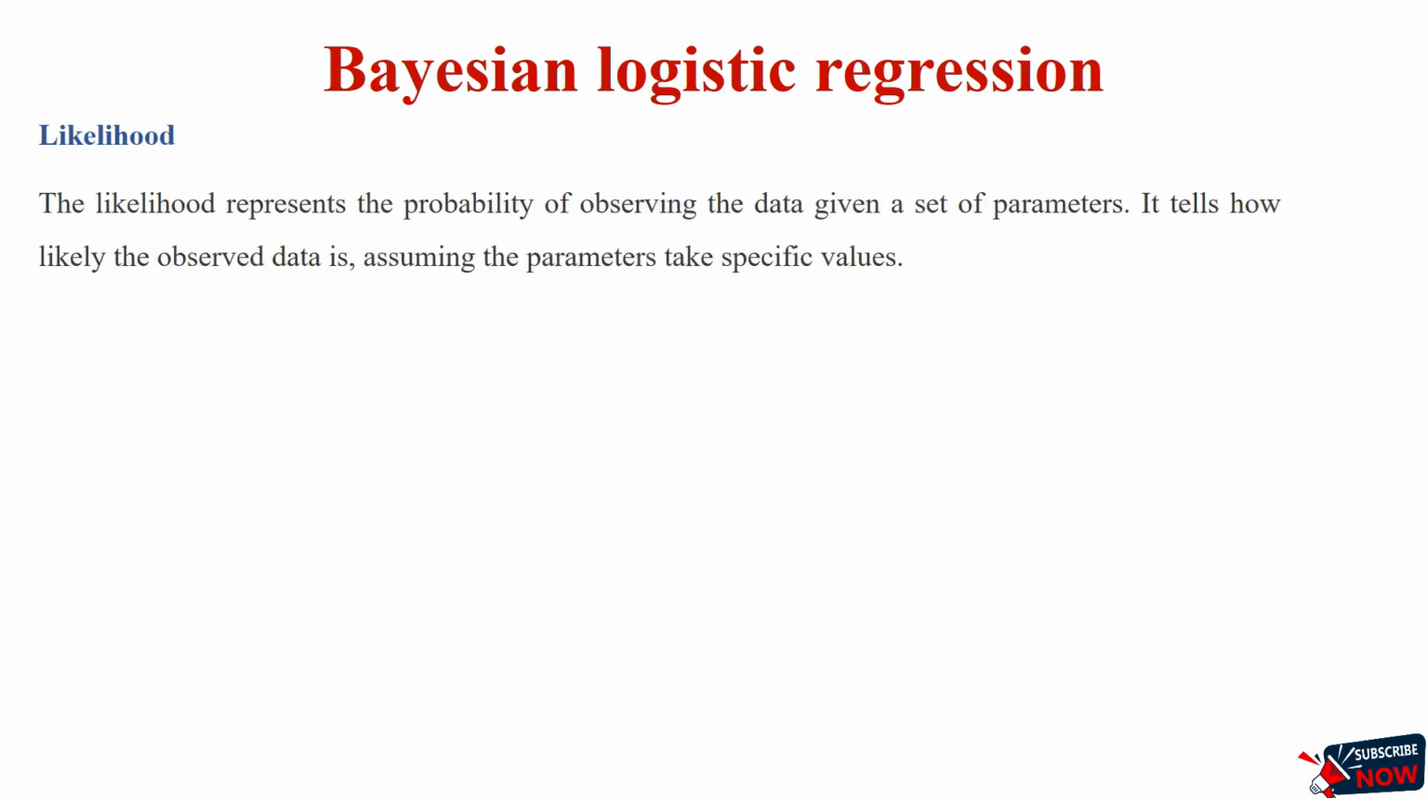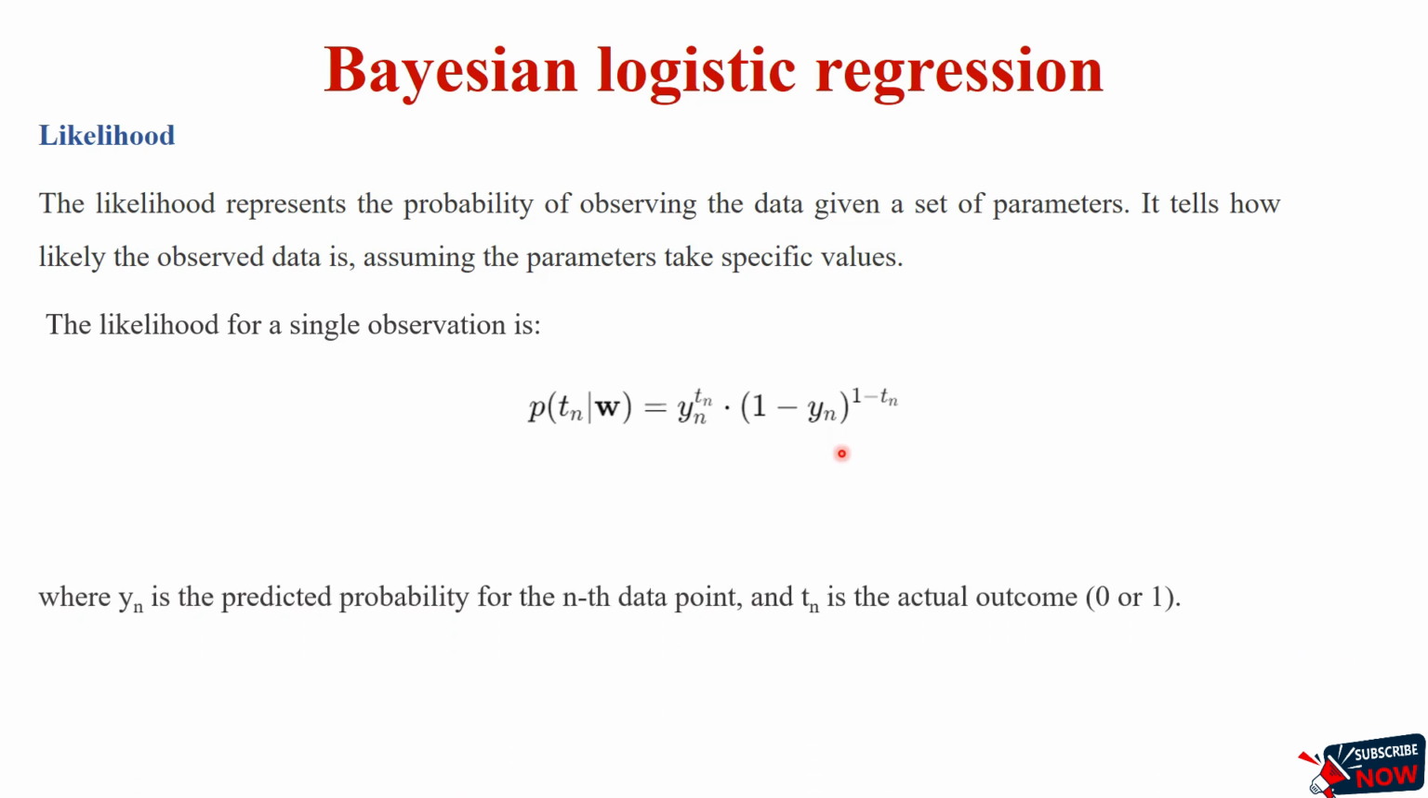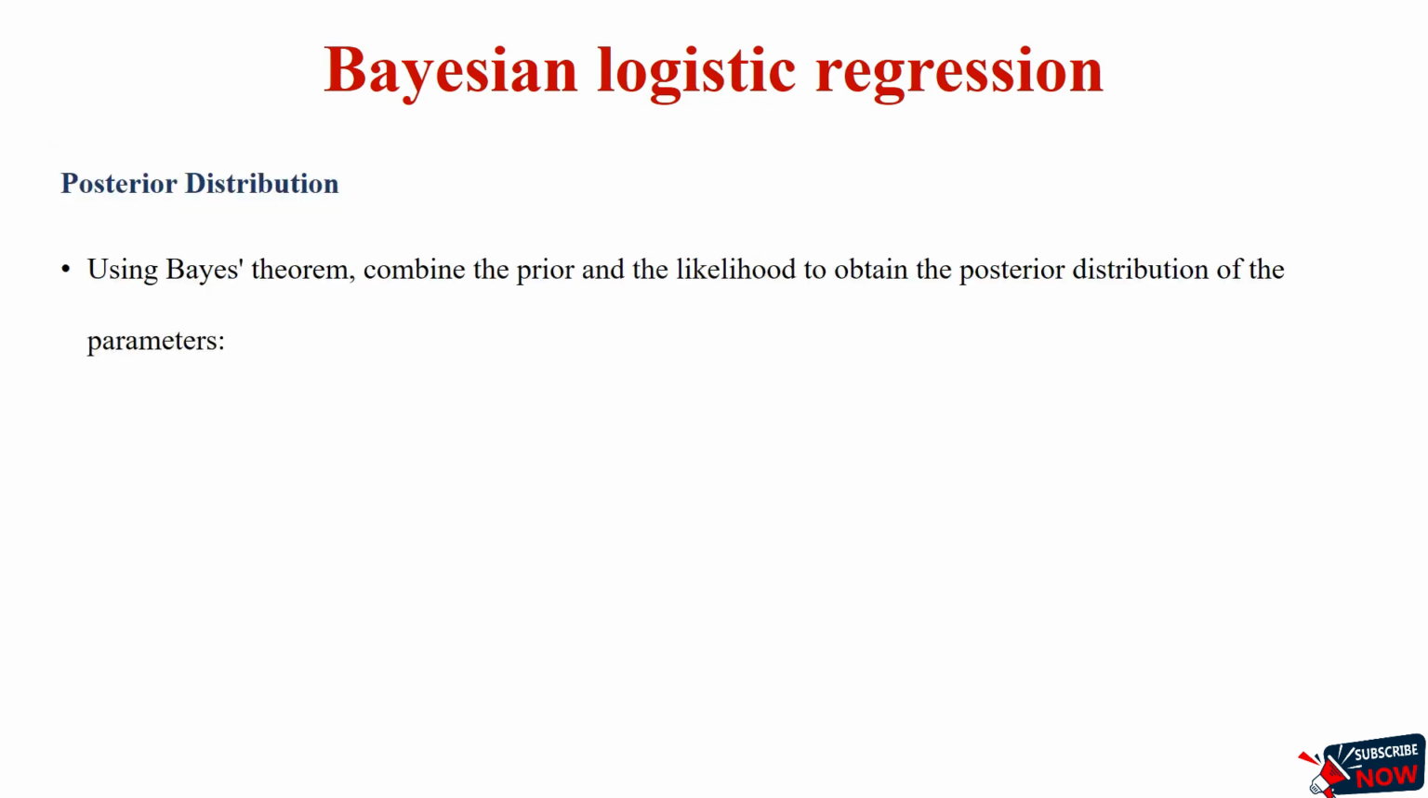Likelihood. The likelihood represents the probability of observing the data given a set of parameters. It tells how likely the observed data is. The likelihood for a single observation is P of Tn given W, which is equal to Yn to the power Tn, times 1 minus Yn to the power 1 minus Tn. Here Yn is the predicted probability for the nth data point and Tn is the actual outcome, 0 or 1.